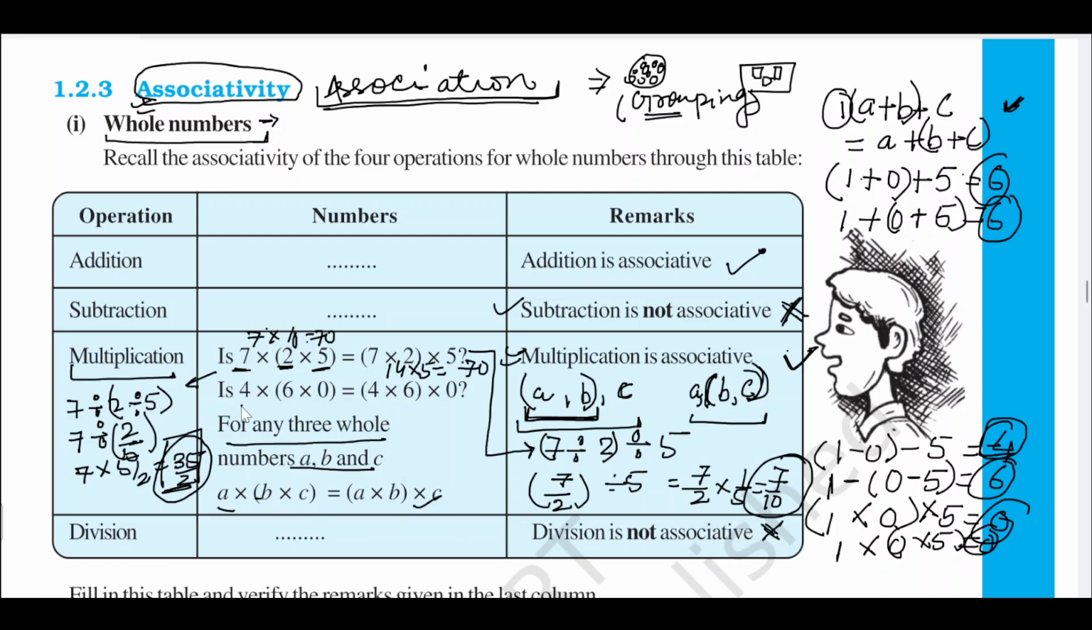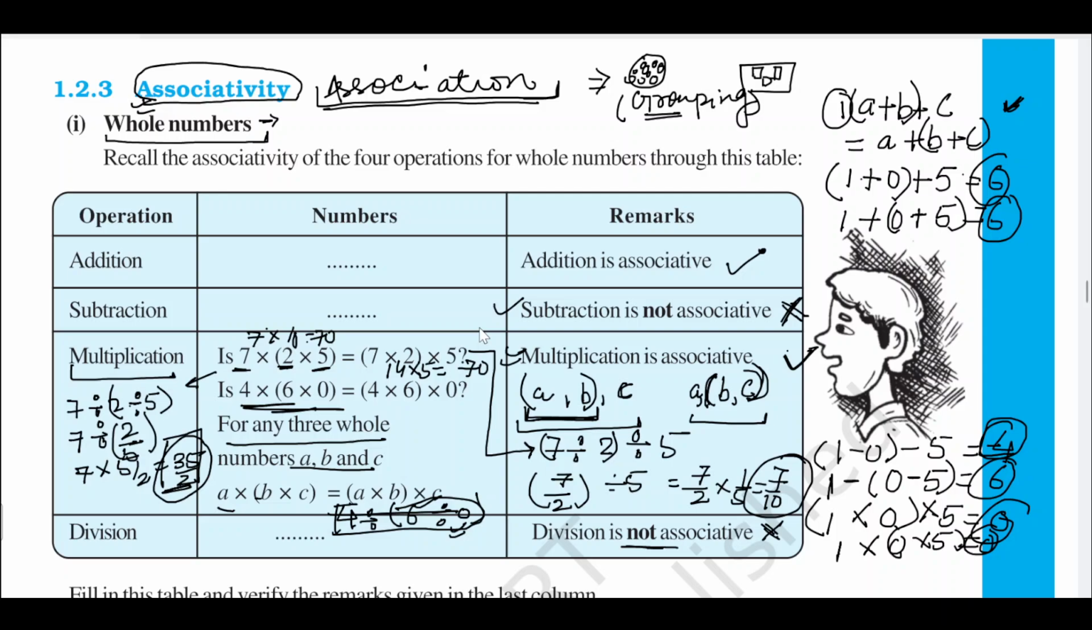We can check for this one also for division. So we will write the first expression as 4 divided by (6 divided by 0). But anything divided by 0 is not defined, so we can't solve this. So we have to skip it. But anyway, we have seen for one example, and therefore division is not associative.